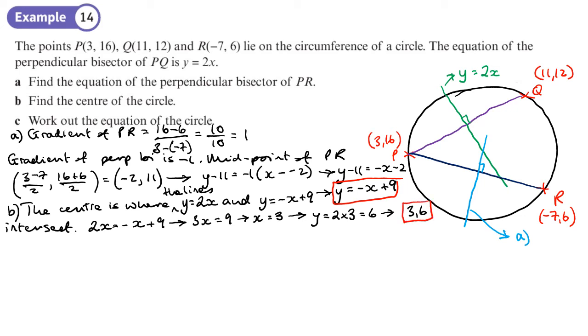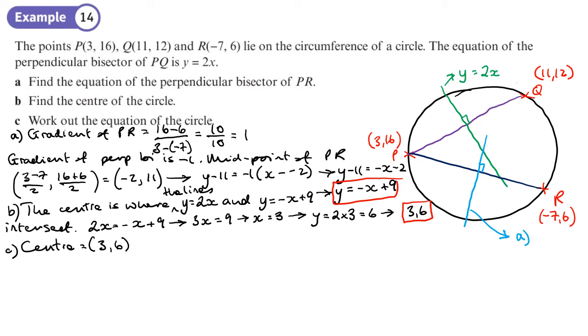And that's using the fact that these perpendicular bisectors of the chords cross in the centre. Now part C of this question, we now need to work out the equation of the circle. So we need two things. We need the centre, which we've already got, 3, 6. We now need to find the radius.